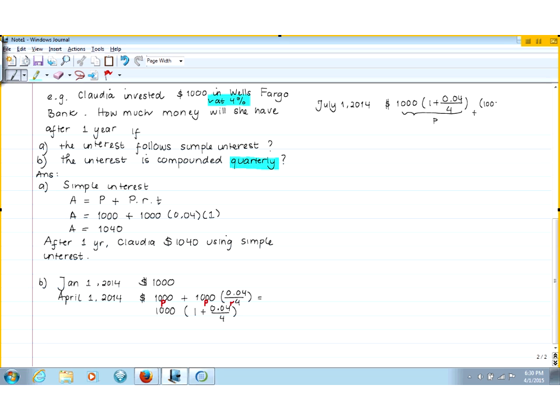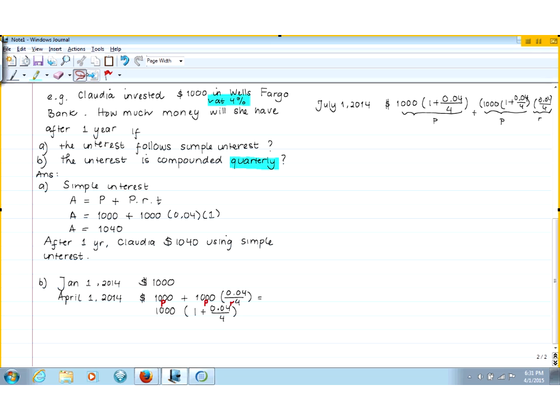So then she will have interest. The interest is the principal times the rate. So the principal is 1,000 times 1 plus 0.04 divided by 4. And the interest rate, again, is 0.04 divided by 4.